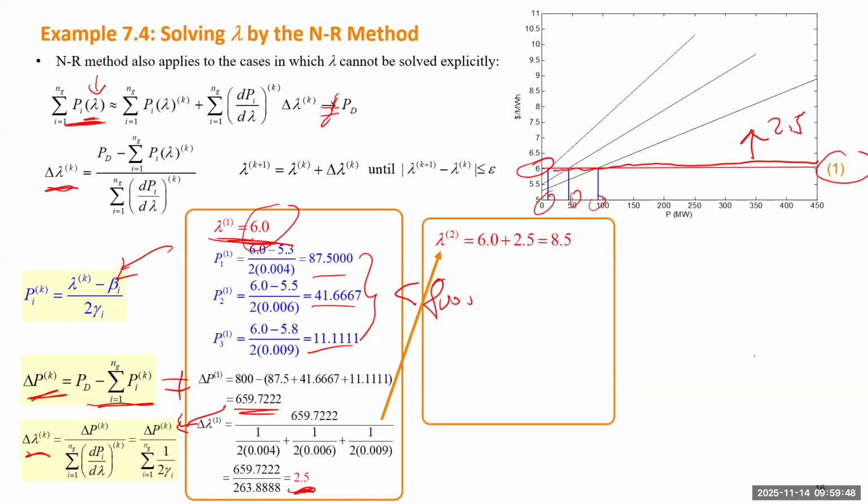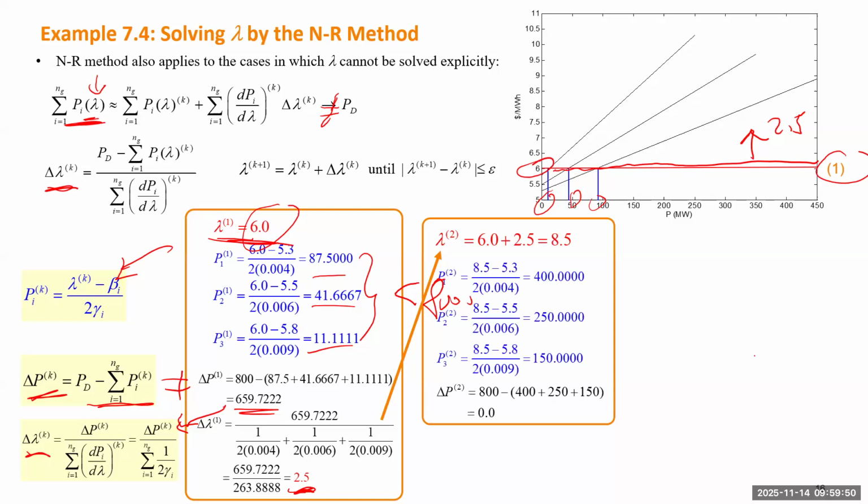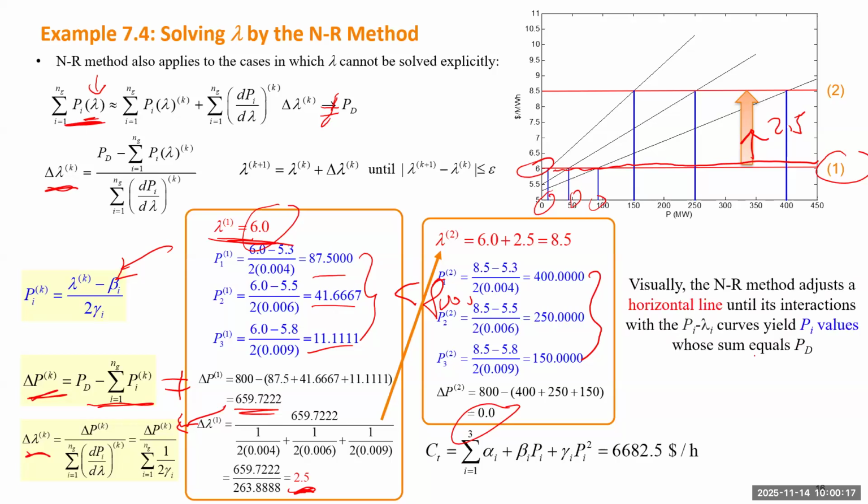Then you add that 2.5 to 6. We know this is our final solution. So the gap becomes 0. That's the second iteration. So by only one iteration, you find the same solution as we did on the previous slide. Why does it take only one iteration? Because it's a linear problem. Later, if we make the problem nonlinear, you will need more iterations. So that gave you the same solution.